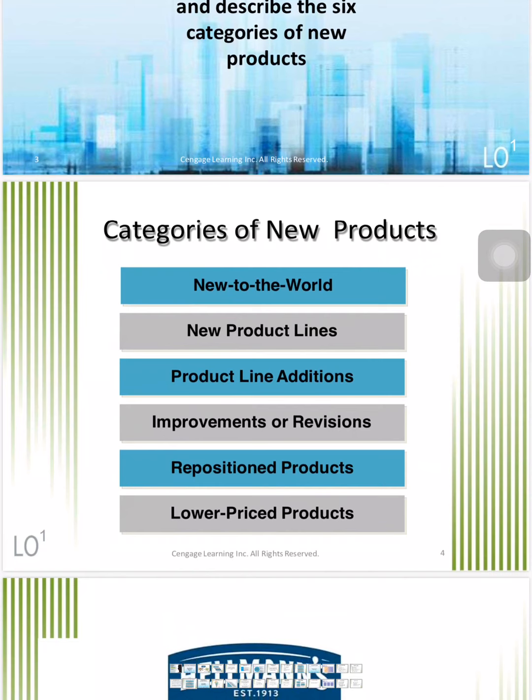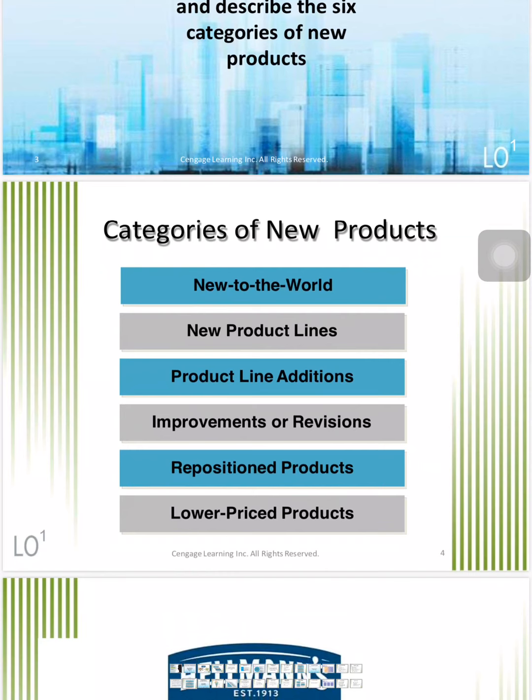Another category is improvements or revisions. This is considered as doing modifications on the existing product, that's why I call it improvement or revisions. And then repositioned products, which I think is already covered in the previous chapter. Repositioning, I guess you still remember. And then lower price product.